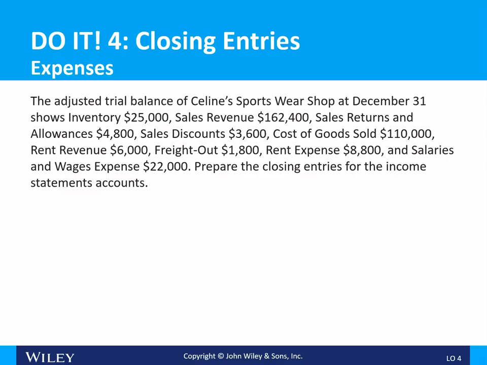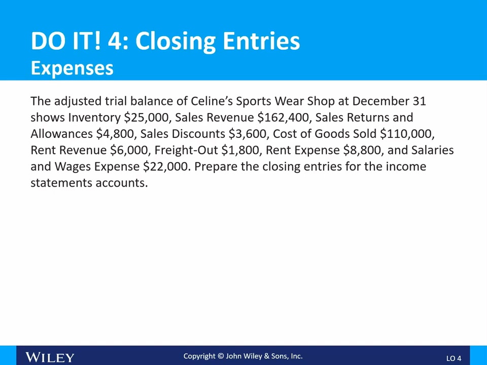We took care of sales revenue. Sales returns and allowances has a normal debit balance. Sales discount has a normal debit balance. Cost of goods sold is an expense account with a normal debit balance. Rent revenue we already closed. Freight out is an expense account, so that's paying for freight to get the goods to our customers, to our buyer. Rent expense and salaries and wages expense are accounts that we've seen before already.